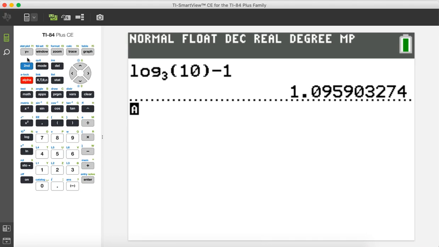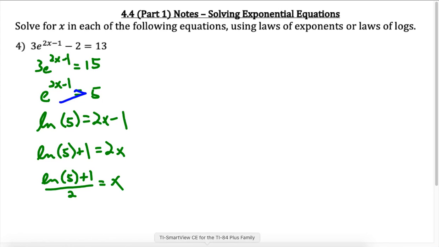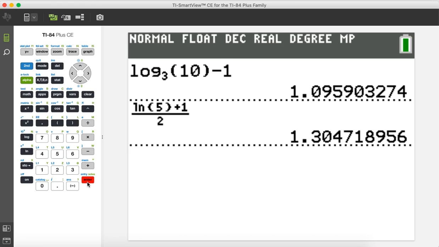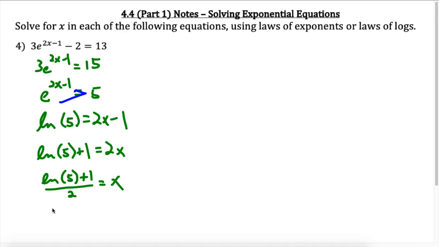So natural log of 5 plus 1 over 2 gets me 1.305 if we go to 3 decimal places.